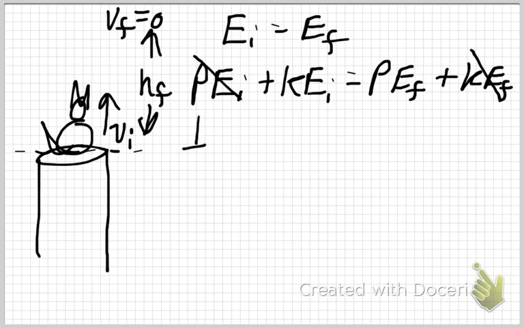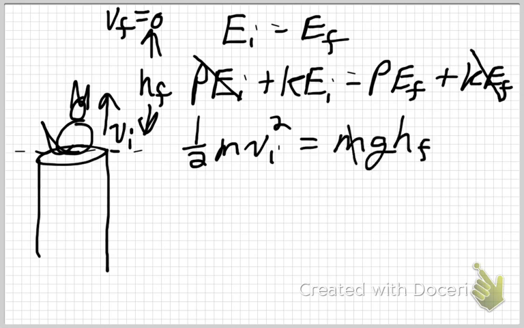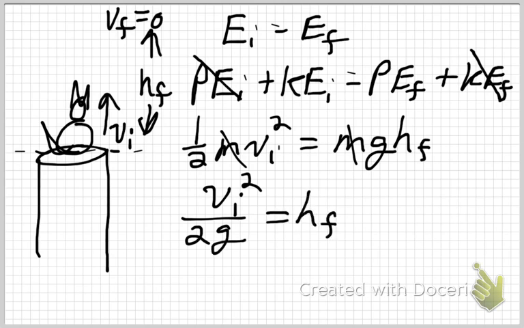Kinetic energy is 1/2 mass times initial velocity squared, and potential energy will be mass times gravity times final height. Masses cancel. Now I'm going to solve for my final height. You could leave the 1/2 in front of the initial speed squared, or you could put the 2 on the bottom, which I think I will. So I'm going to change the way I have that fraction written. I'm going to divide by acceleration due to gravity, and I have the height to which Boo will fly.